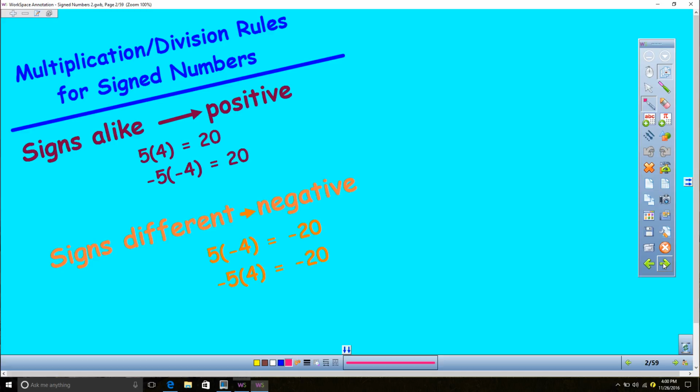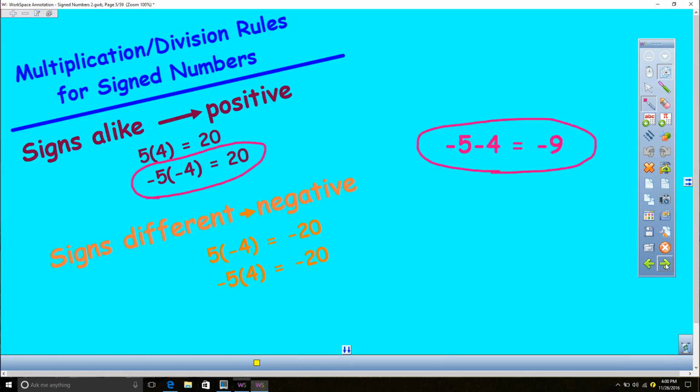I want to just speak to one rule that is often confused with this one. Remember, when you're multiplying signed numbers, if the signs are alike, the answer is positive. So if I multiply two negatives, the answer is positive. But remember, when you add two negatives, the answer is negative, because when you're adding, if the signs are alike, you add and keep the same sign. So students often get these rules confused.